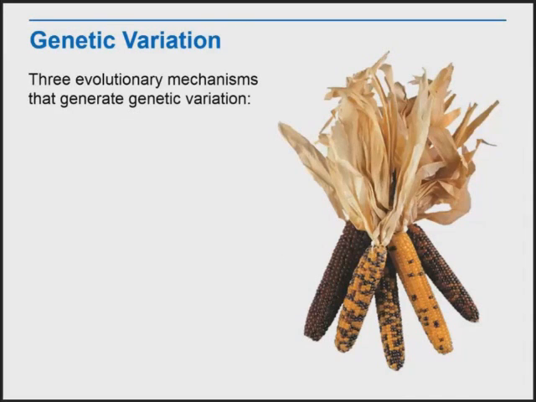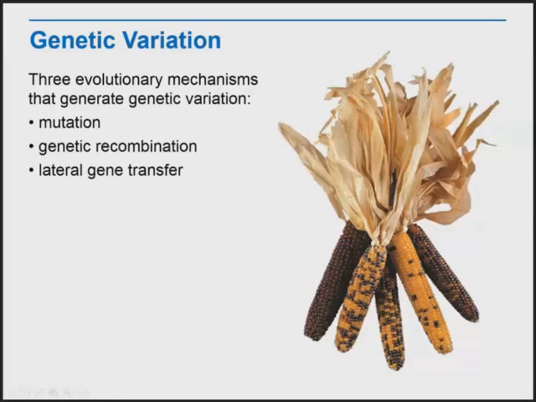Genetic variation may produce visible variations in phenotype, such as the different colored kernels in these ears of maize. Other kinds of genetic variation, such as resistance to disease, may not be visible, even though they are more important to evolutionary fitness. So, what evolutionary mechanisms are sources of genetic variation? The 3 evolutionary mechanisms that generate genetic variation are mutation, genetic recombination during sexual reproduction, and lateral gene transfer.